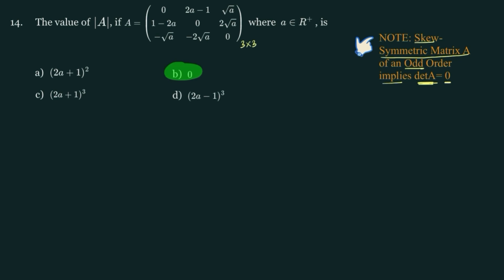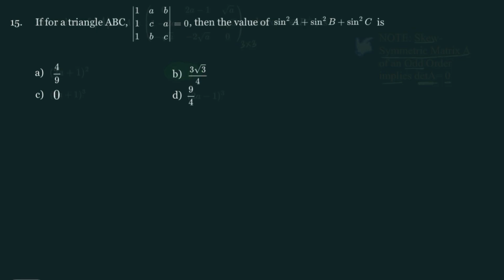Now, what if there is a skew symmetric matrix of even order? Then the determinant of A may or may not be equal to 0. But if there is a skew symmetric matrix and its order is odd, then you can write the determinant of that matrix equals 0. So these questions were conceptual, no need to solve everything.